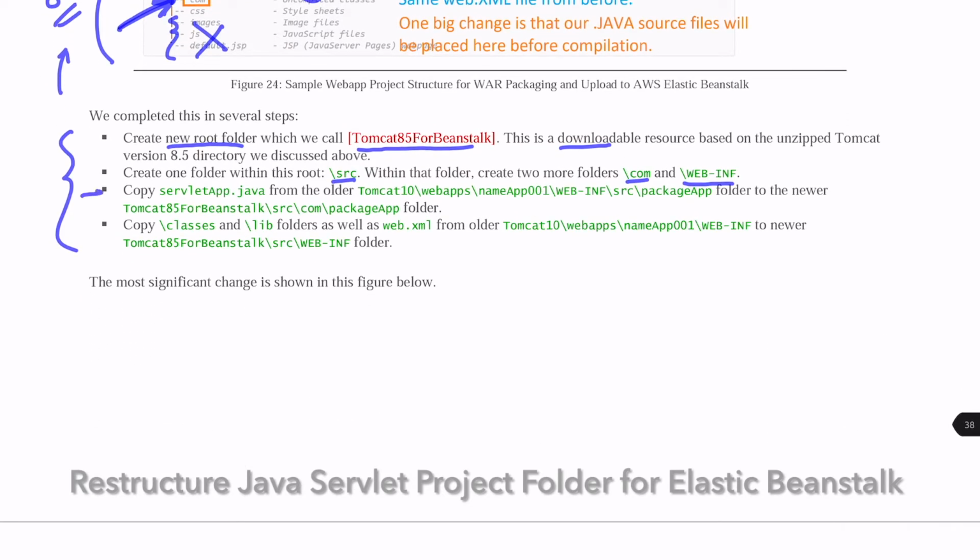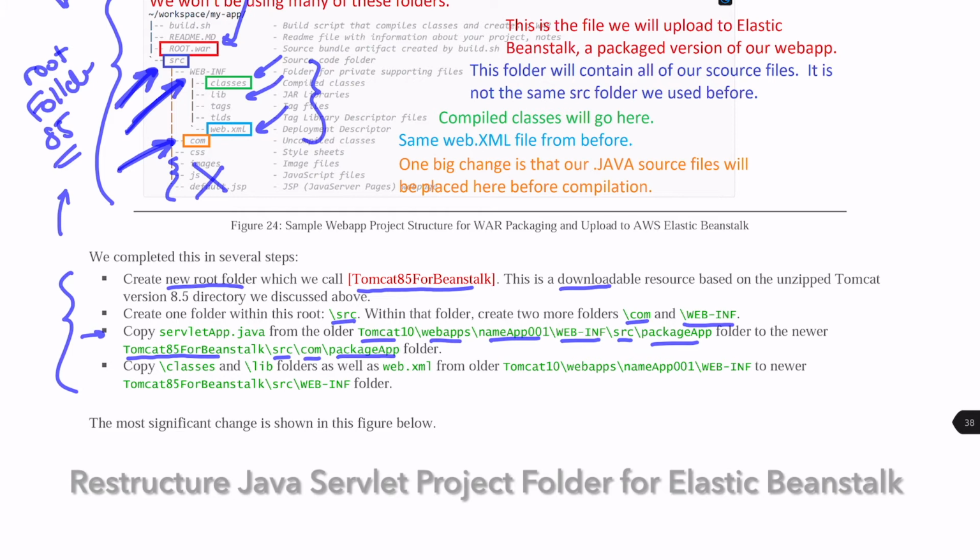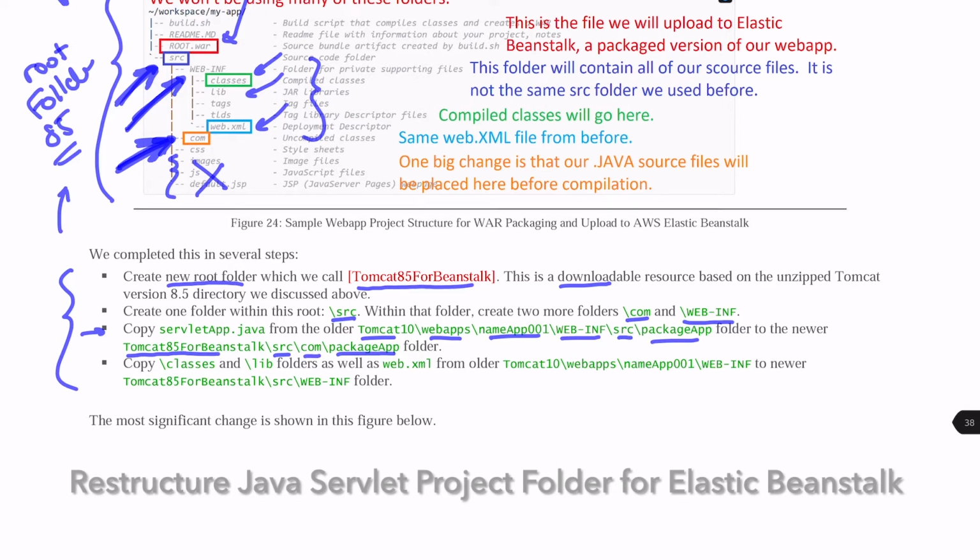Next, we copy servlet app.java from the older location, which was Tomcat 10, web apps, name app 001, webinf, source, package app, and that was the directory where the Java source code was located. So we copy it from there to the newer Tomcat 85 for Beanstalk, /source, /com, and package app. Don't forget to add your package folder in there. That is necessary. And so you can see that our Java code is going to be going inside of the com folder right there, which is outside of webinf.